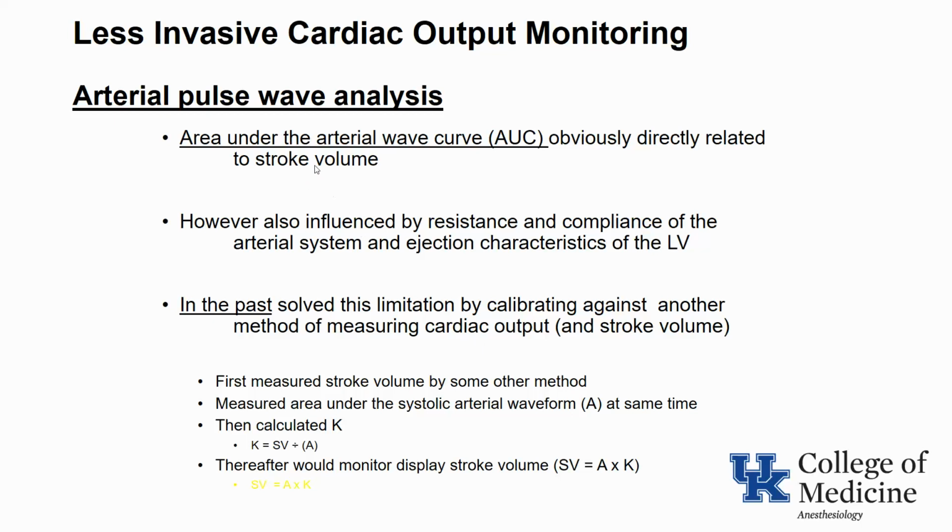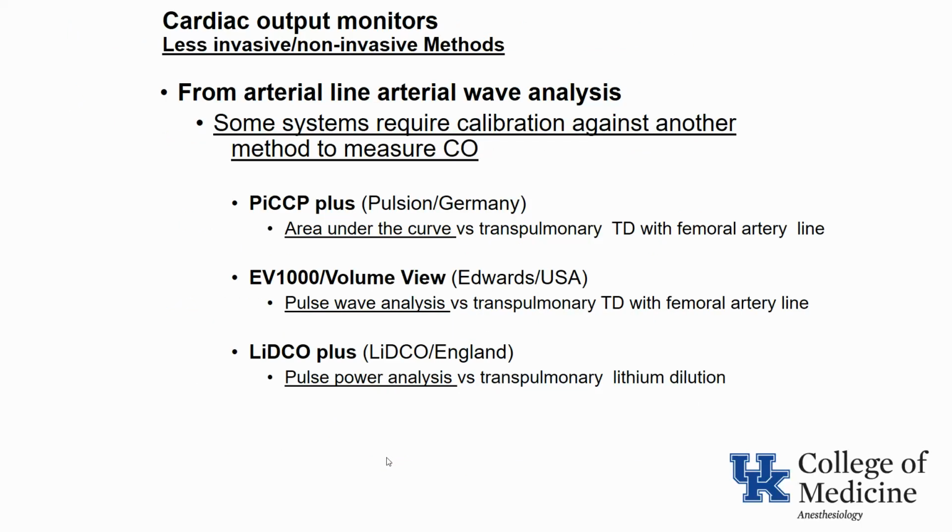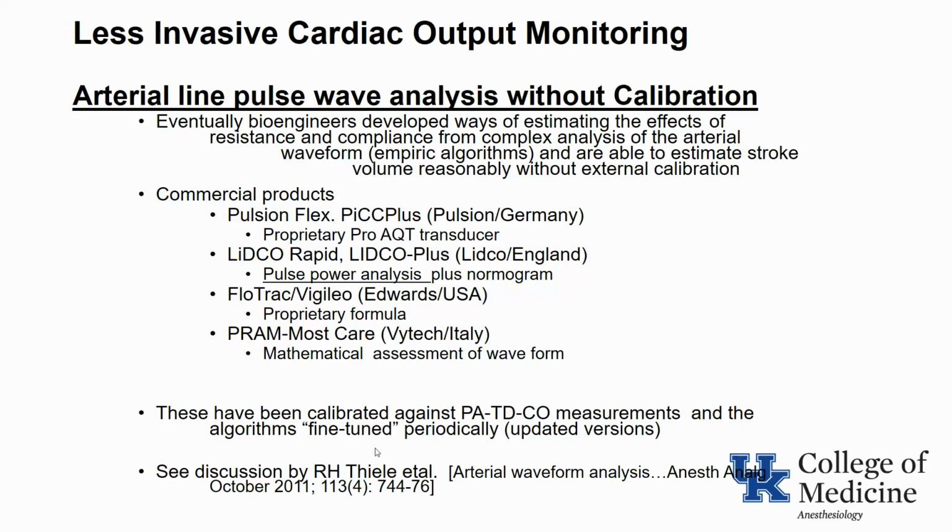As I mentioned, the area under the arterial waveform obviously is directly related to stroke volume, but it's influenced by many other factors. In the past, this was solved by calibrating the area under the curve against another method of measuring cardiac output. Eventually, bioengineers developed ways of estimating the effect of resistance and compliance from a complex analysis of the arterial waveform, and these are used to estimate stroke volume without external calibration.